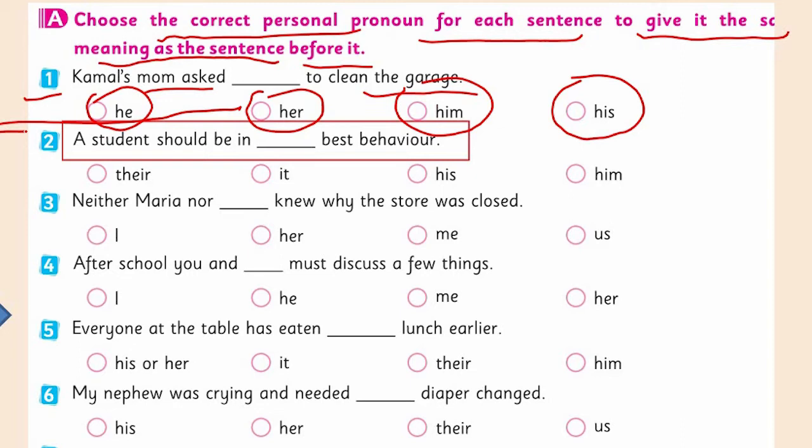कमाल क्या है इधर, बॉय है, तो क्या होगा? Kamal's mom asked him to clean the garage. हिम, उससे पूछा, उससे कहा कि गैराज साफ करो. तो यहां पर सही ऑप्शन होगा हिम.